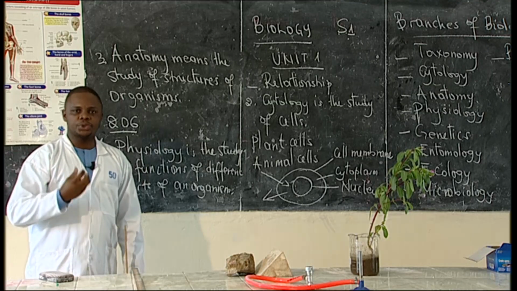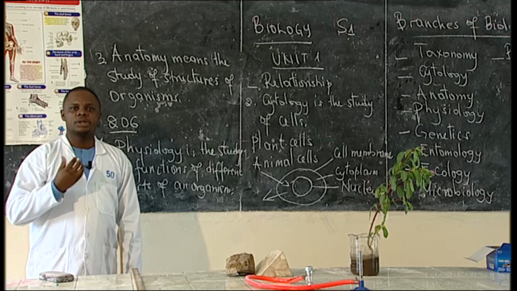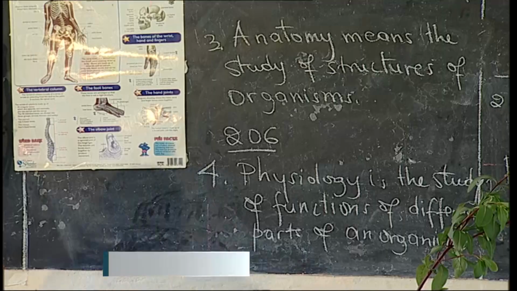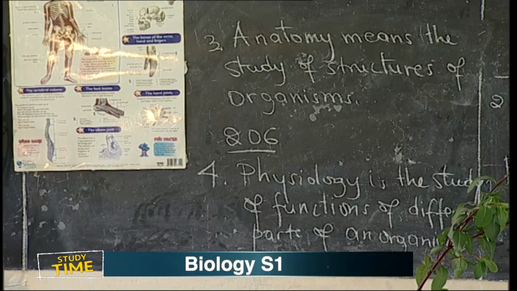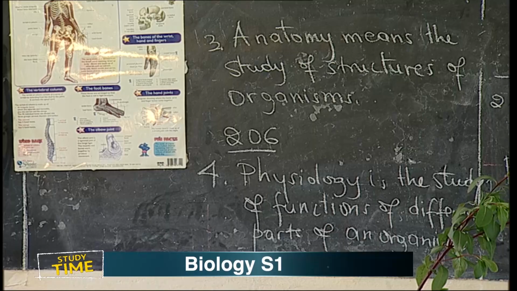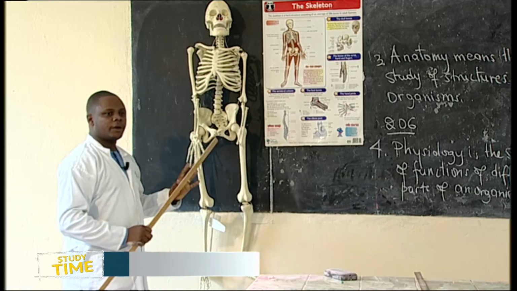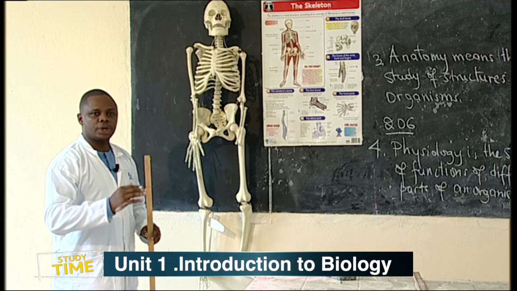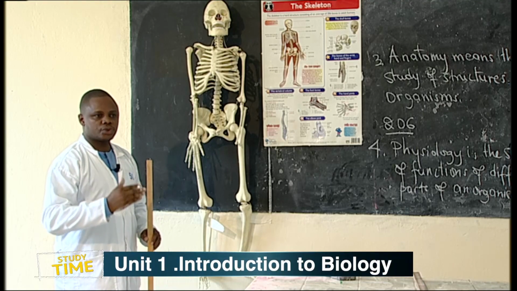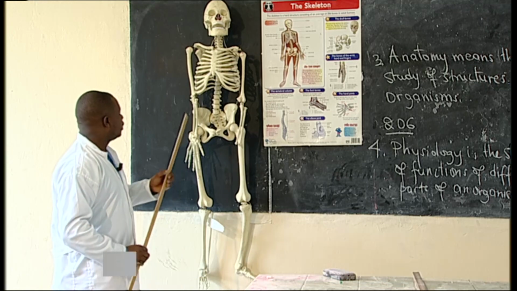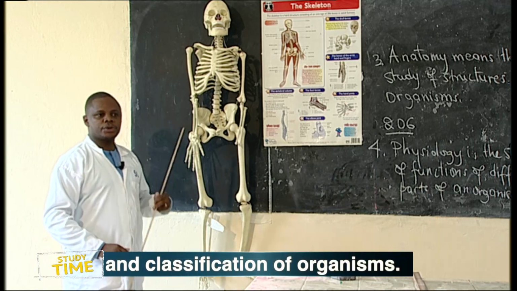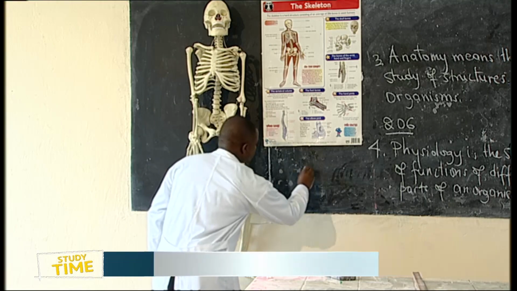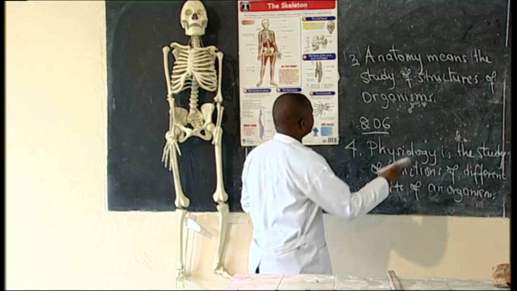With anatomy, we talk about structures of different organisms. Take an example here. We have talked about human skeleton. We have seen that in anatomy, we identify the structures, and then in physiology, we talk about functions of those structures. Example, we know one of the functions of the human skeleton is protection.